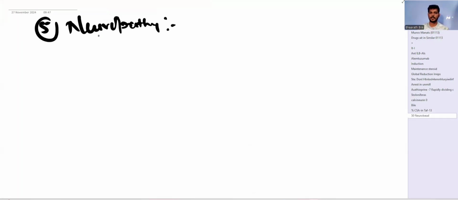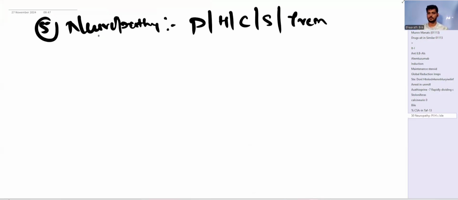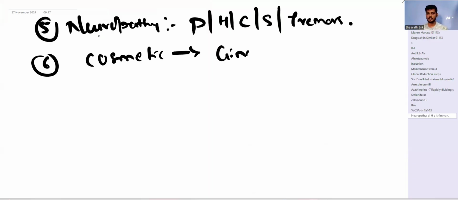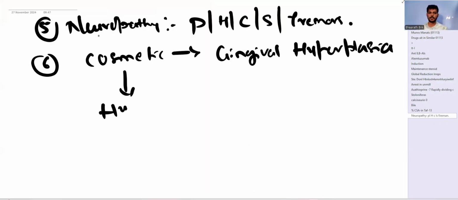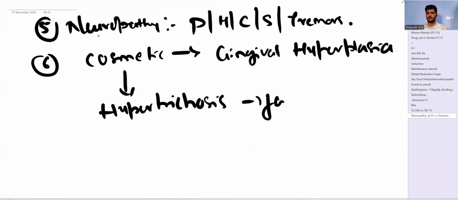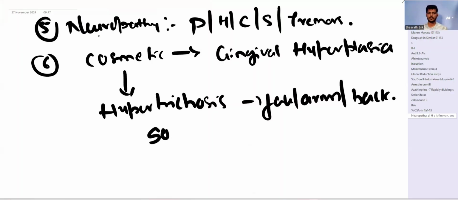So the patient can have paresthesias, severe headaches, confusion, somnolence, and tremors. And this cyclosporine also has cosmetic side effects. It can cause gingival hyperplasia, and it causes hypertrichosis. There is an increased amount of hair growth seen especially on the face, arms, and back. So it causes cosmetic side effects, and this is seen in about 50% of the patients, where there is hypertrichosis. So these are all the problems with cyclosporine.